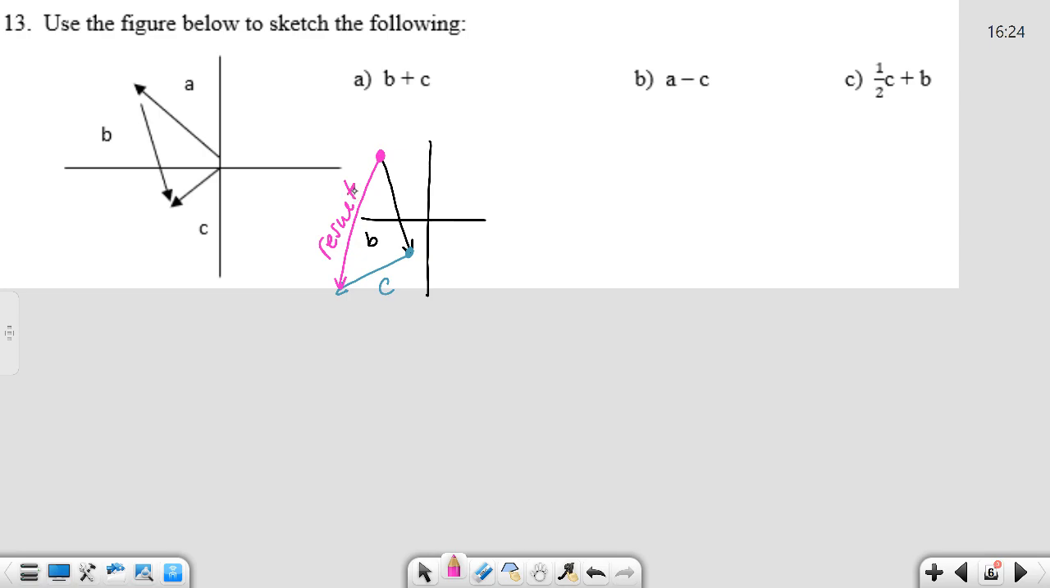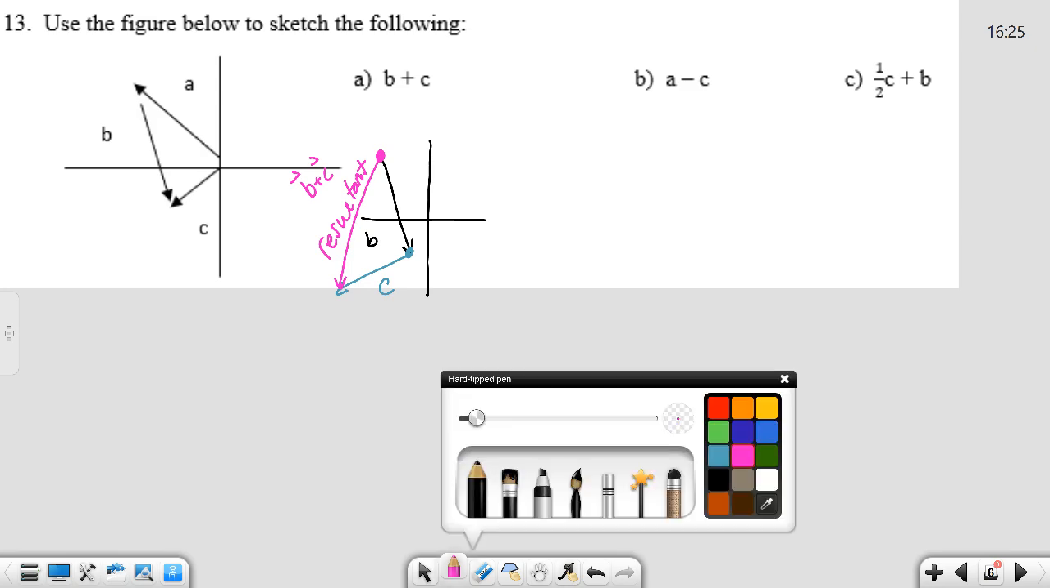And please label it. I'm fine with the word resultant. Sometimes people like B plus C, the actual vector showing their sum. But again, you draw your first vector as is, or as it's asked. From the end of that vector, the terminal point, add your next vector, and then go back to the beginning, from the very beginning to the very end. That is your resultant. Okay, let's try again with the next one.